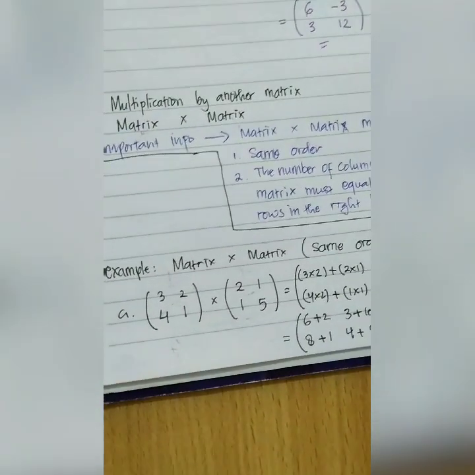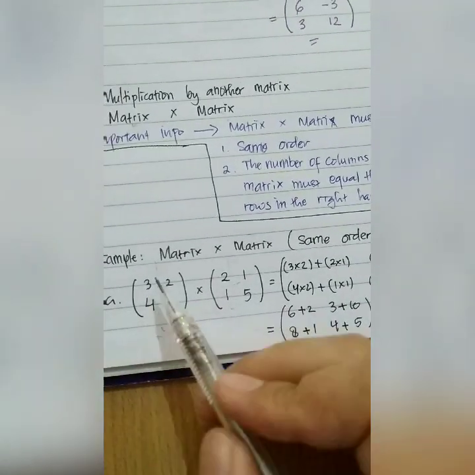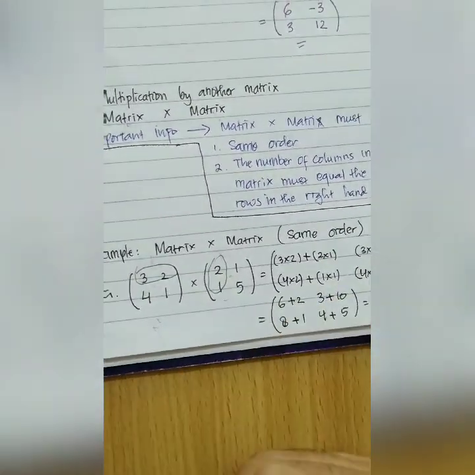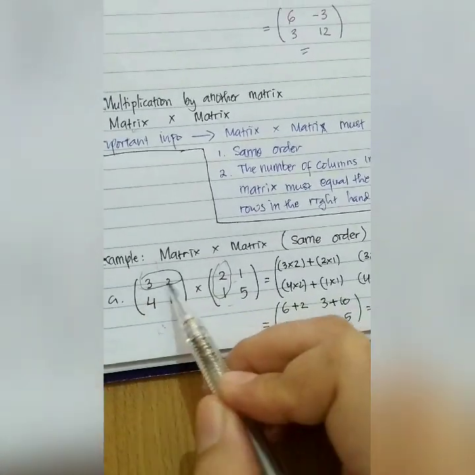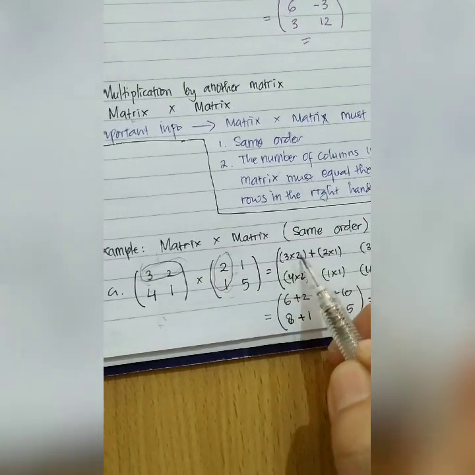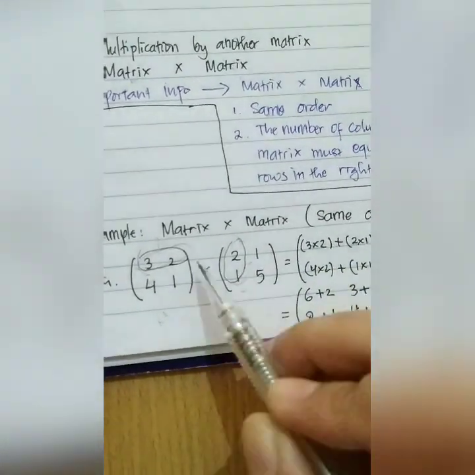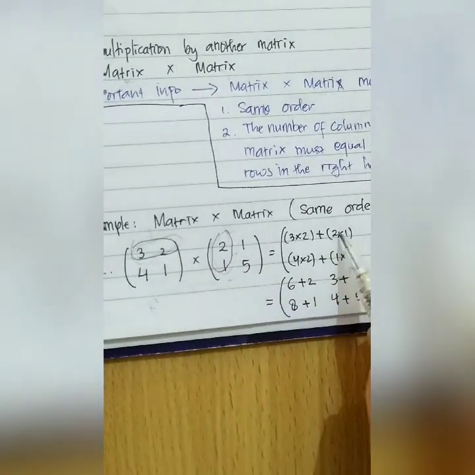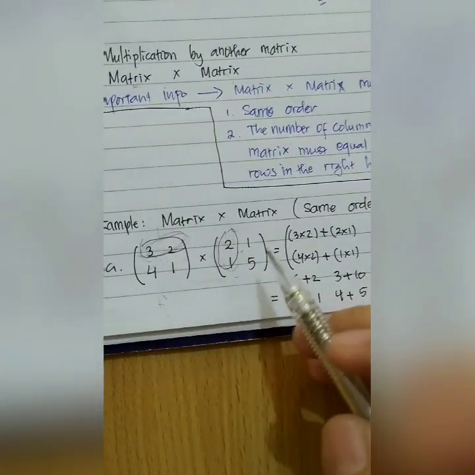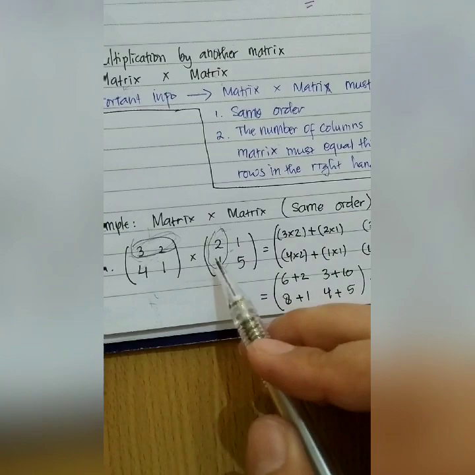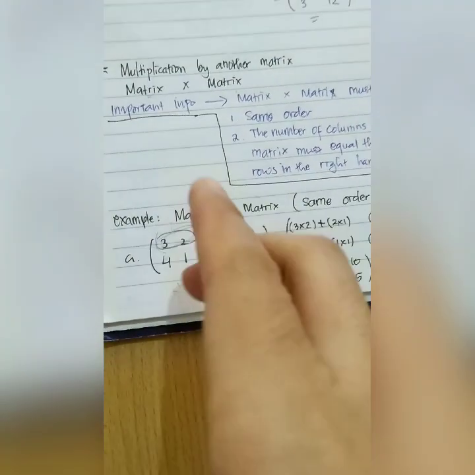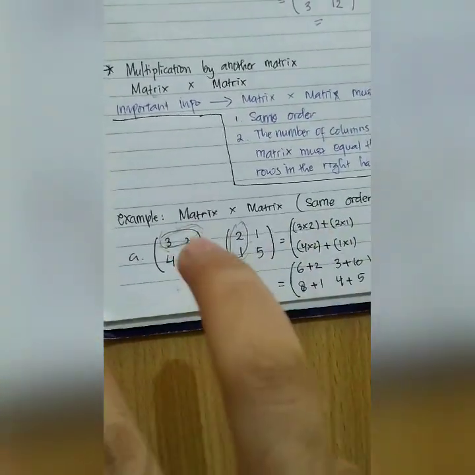Now how to multiply them: see this one, row times column. Remember, row times column. First row times first column. So 3 times 2 here, plus, remember, plus 2 times 1 here. Remember, first is row times column, then multiply each element like this. Look at my finger, this one and this one. Can you see that?